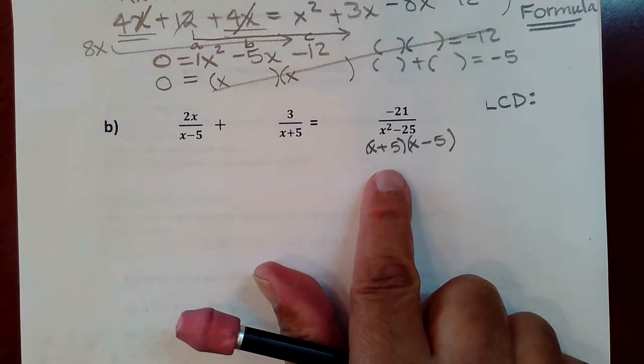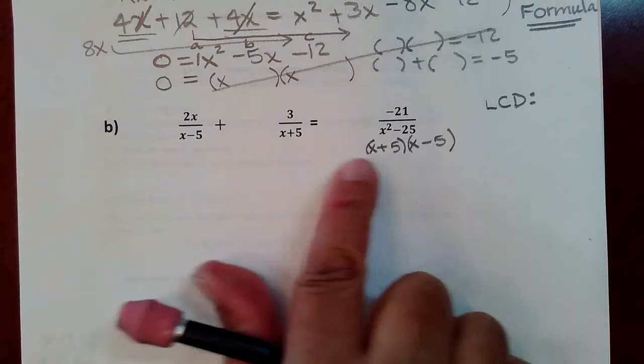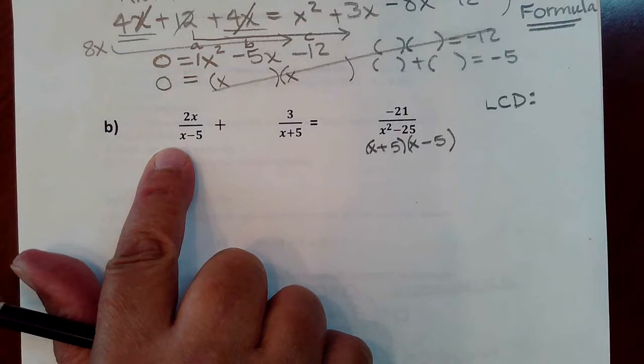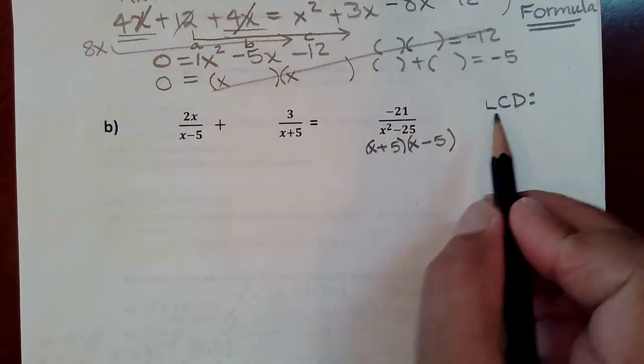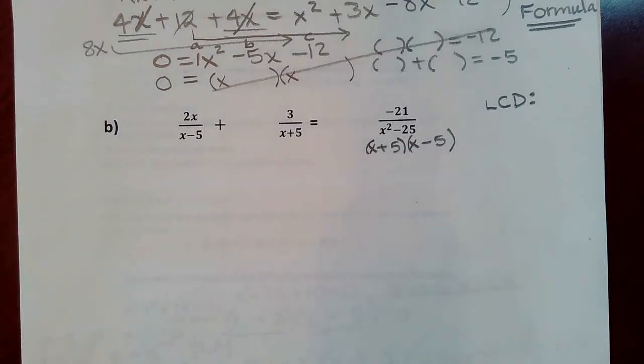So this denominator has x plus 5 times x minus 5. This has an x plus 5. This has an x minus 5. So you need one of each different factor because none of these factors have a power any higher than 1. I'll finish in the next video.